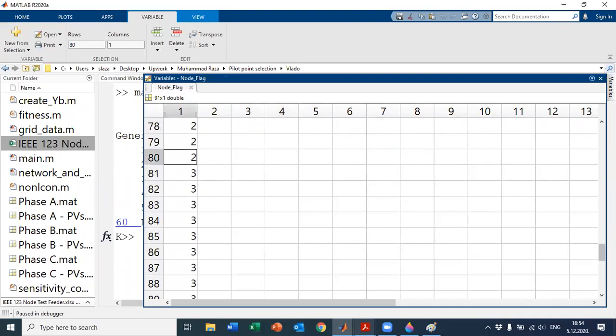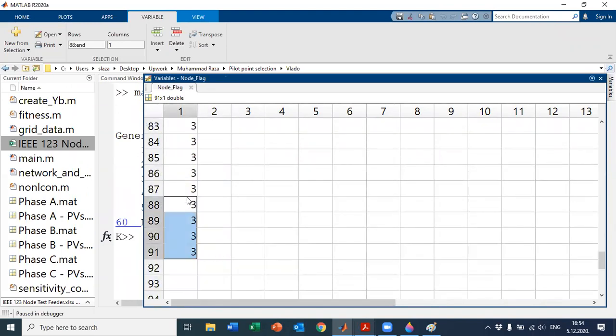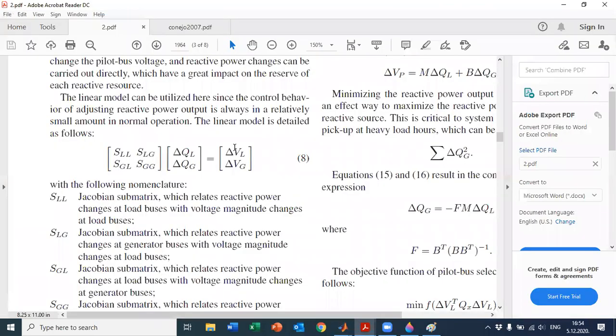So this means that the first node is a slack node. All of the other nodes are PQ nodes. So these are PQ nodes, these are load nodes. And then we have the control or the generator nodes, which are the last 10 nodes. So this is already done in advance. So the matrix has been already divided into the matrix corresponding with the loads and the matrix corresponding with the generator. So that's already done in advance.